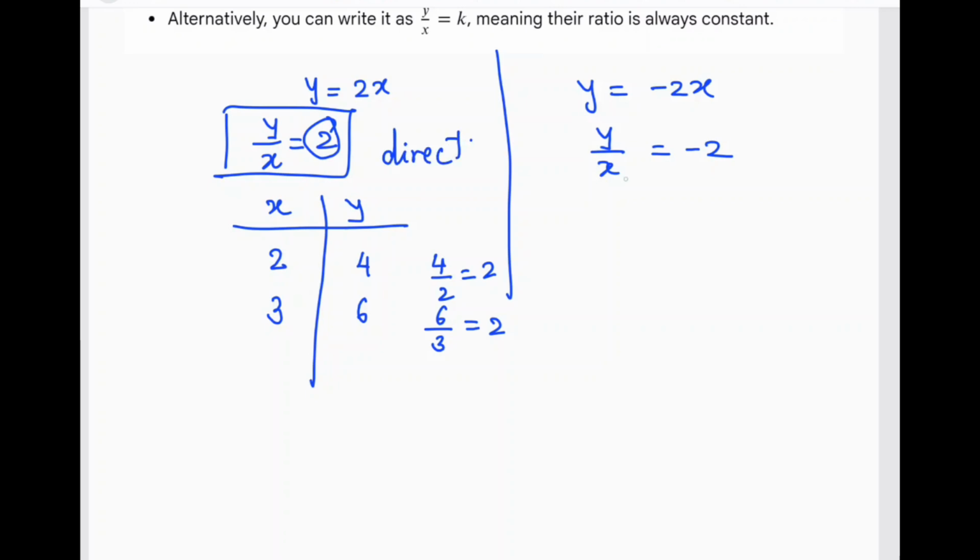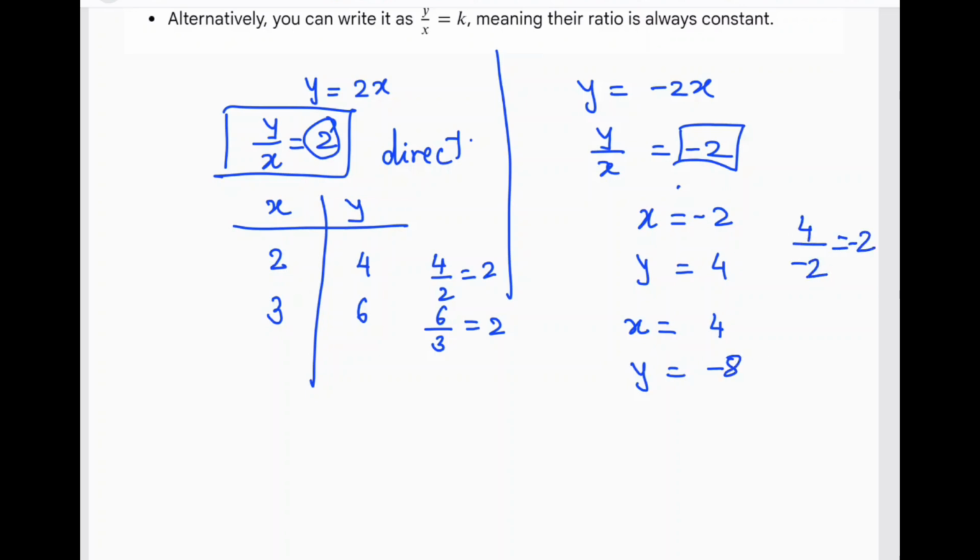Exactly the same, when the ratio of two numbers is negative, if either x is negative or y is negative, the ratio will be negative. So if x is equal to minus 2, then y has to be 4. If I take x equal to 4, then y is equal to minus 8. So 4 upon minus 2, the answer comes out to be minus 2. Minus 8 upon 4, again the answer comes out to be minus 2. So that's all about direct variation, when the ratio of the two quantities is the same or constant.